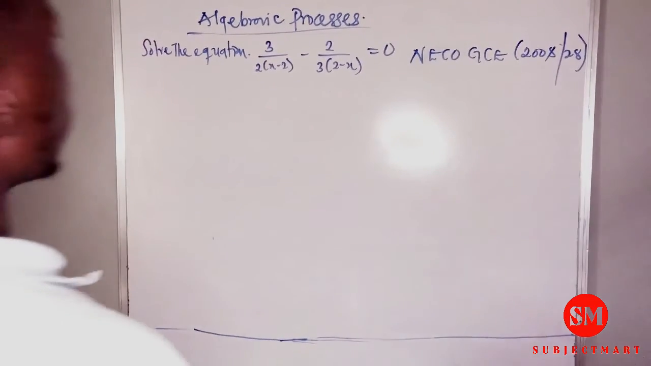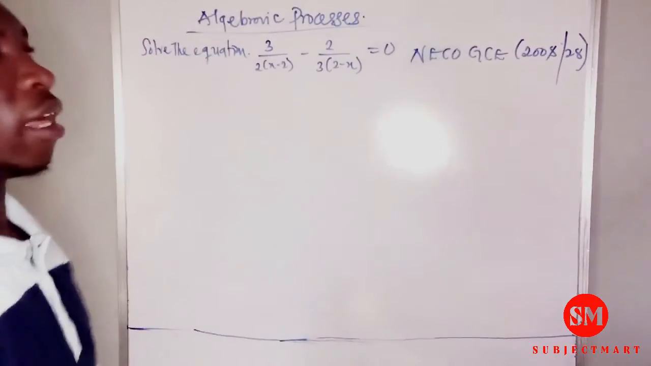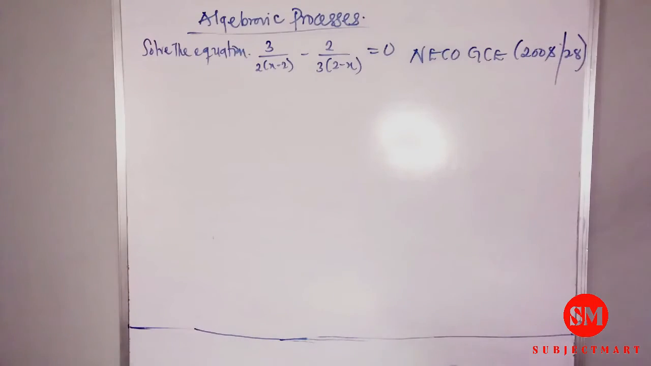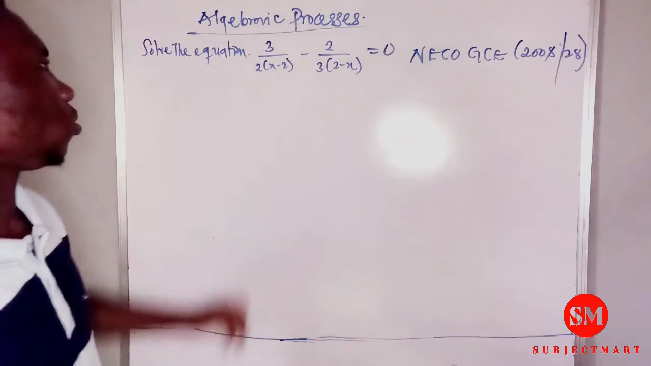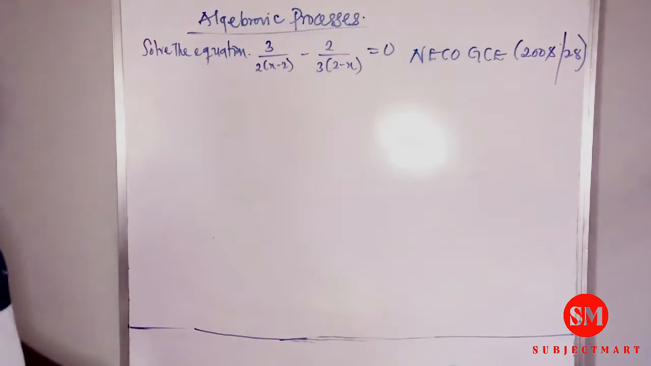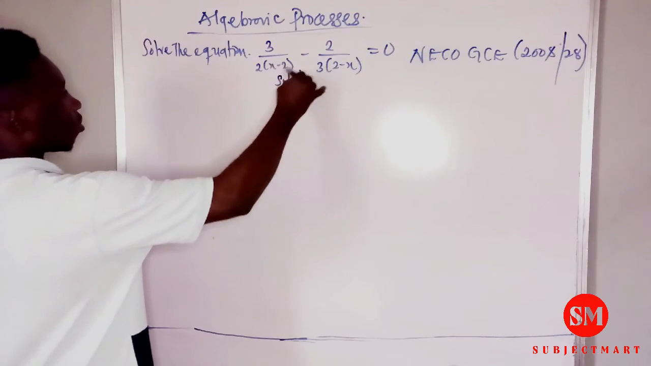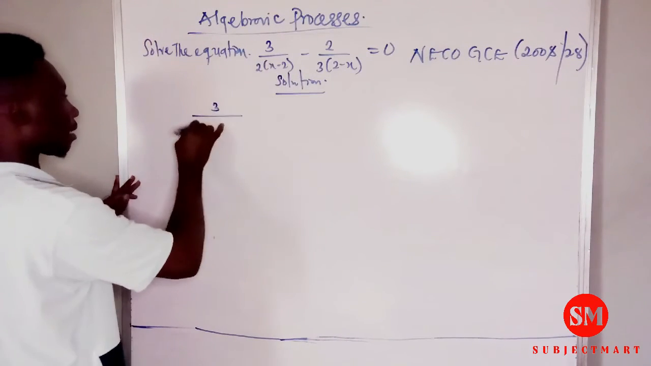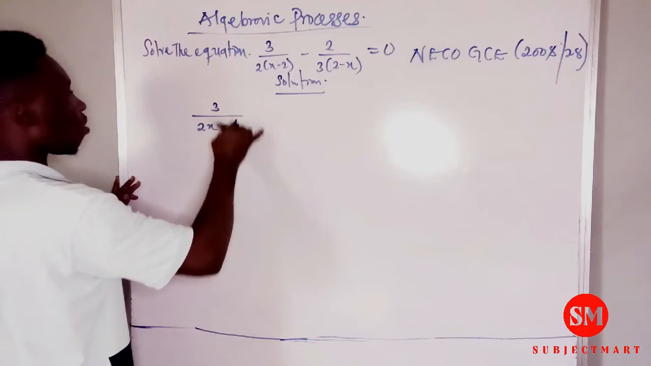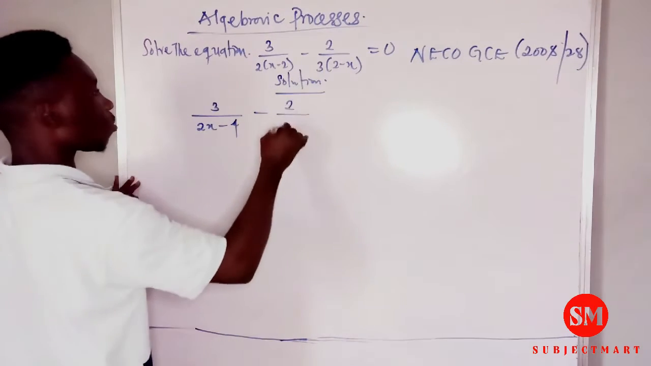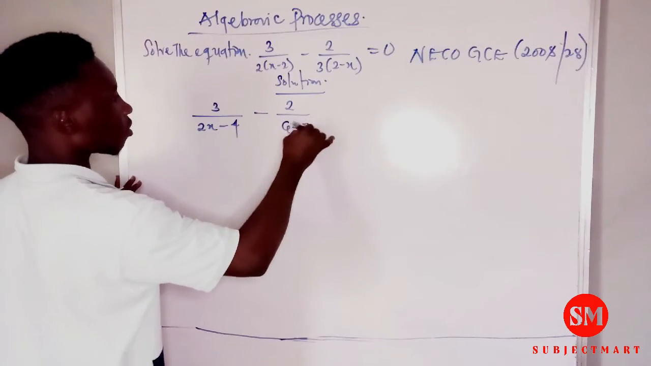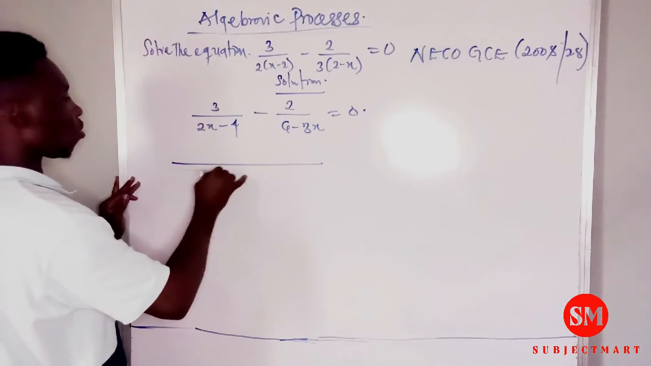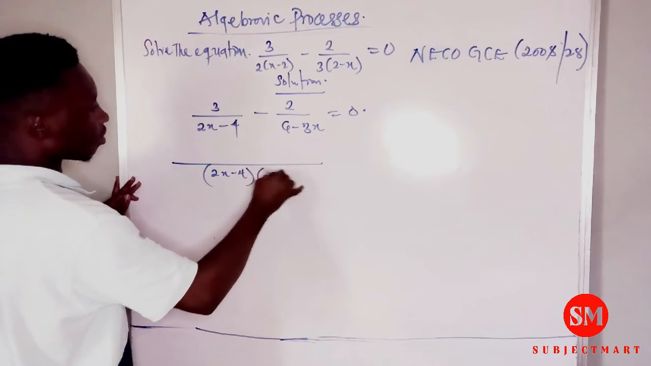Now, 3 over 2 in open bracket x minus 2 minus 2 over 3x minus 2 is equal to 0. And here, what are you to do? Solve the equation. First and foremost, I would like us to evaluate the denominator. This becomes 3 over 2 times x, 2x minus 2 times 2, 4, minus 2 over 3 times 2, 6 minus 3 times x, 3x is equal to 0. So at this junction, what is my LCM?